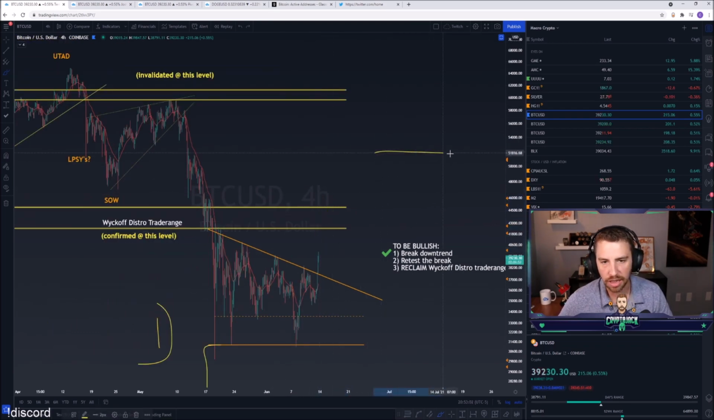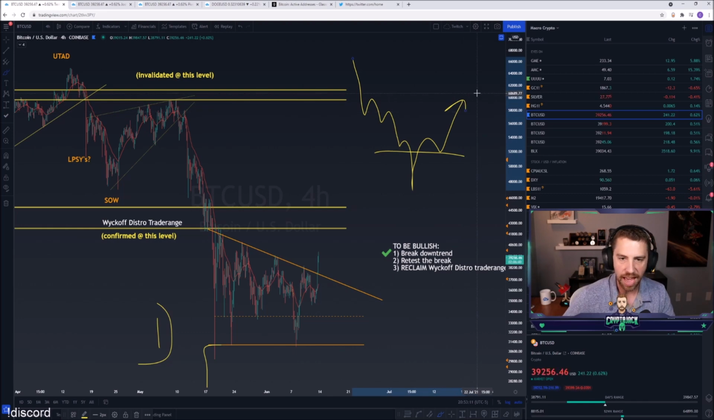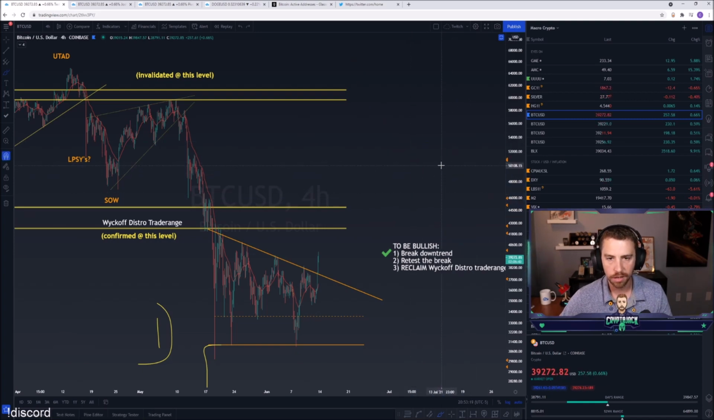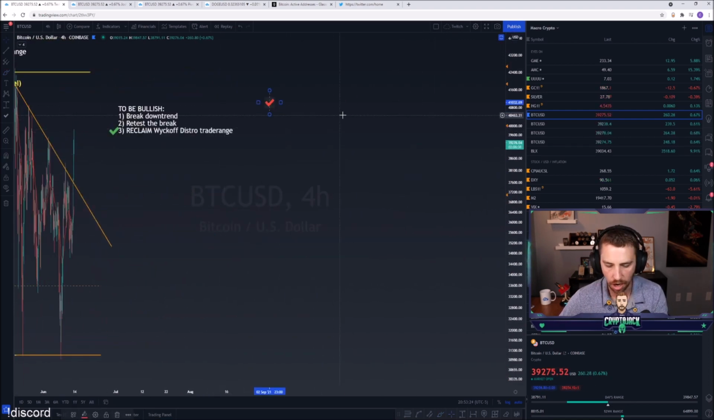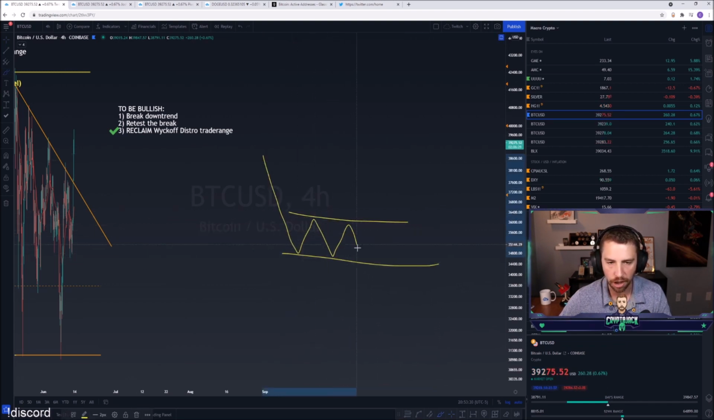Whenever there's a level that price comes down to and it loses that level, it can reclaim it as a way to prove to the greater market that no, this is good. We had the opportunity to break down further, and we have chosen not to do that. So we talk about trade ranges a lot, beyond Wyckoff distribution and this and that. We talk about how price memes around breaks and then reclaims.